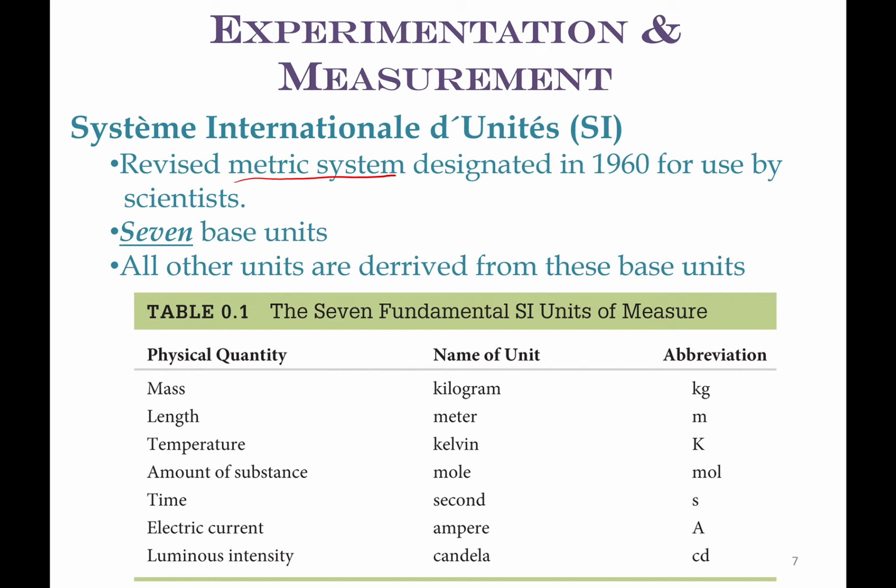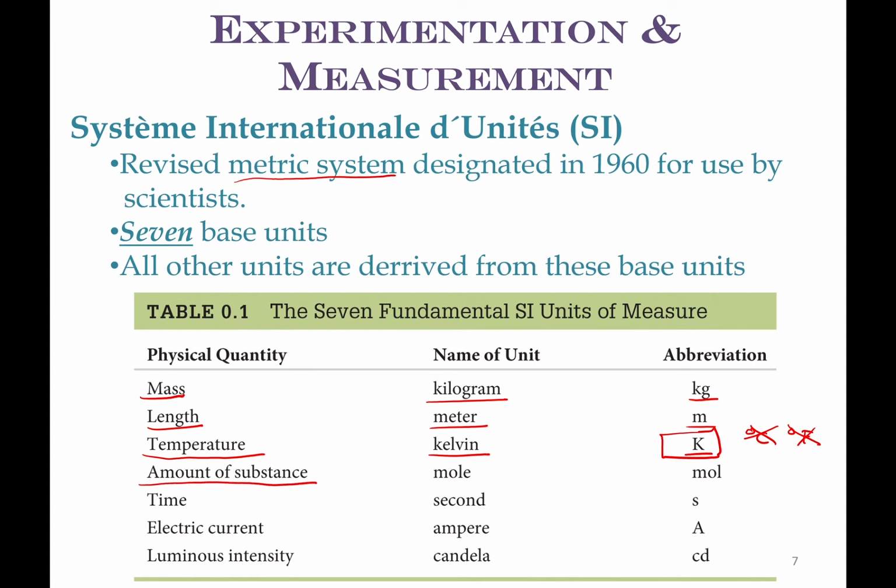There are 7 base units. For mass, we use the kilogram. Mass is how much matter is present, which we'll go over in a minute. Length is how long something is. We use the meter, lowercase m. Kilogram was lowercase k, lowercase g. Temperature is Kelvin. Notice it's a capital K. It's not like degrees Celsius or degrees Fahrenheit. It's not degrees Kelvin. It's just Kelvin. There is no degree symbol there.